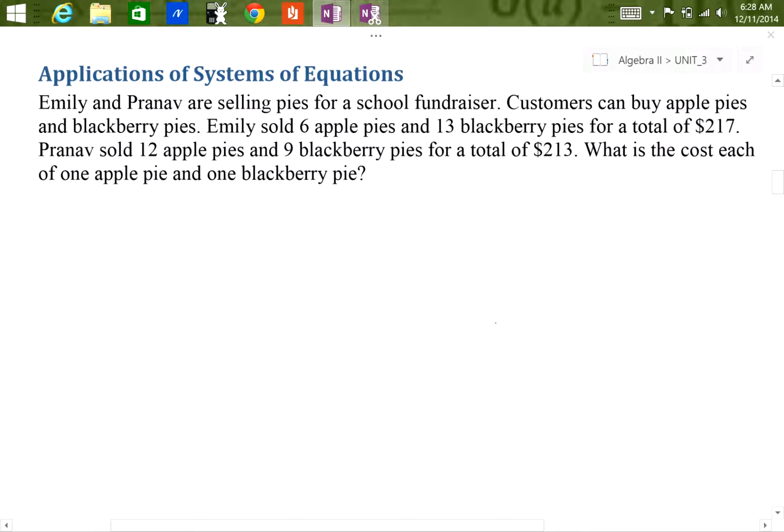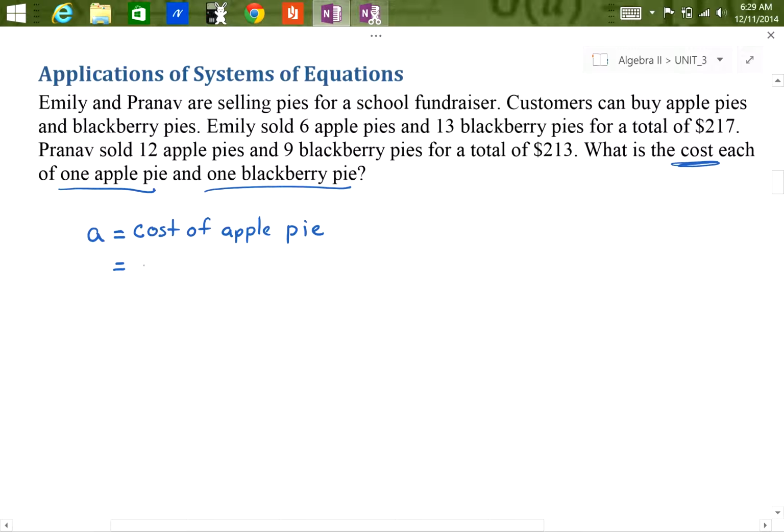So we're given some information about the quantity of pies sold and the total amount made. And the information that it's asking us to find is cost. Cost of 1 apple pie and cost of 1 blackberry pie. First thing you want to do in an application problem is to write down what you're trying to find. So the first thing I'm trying to find is the cost of apple pie. Once you write down what you're trying to find, give it a variable name. Since it's apple pie, I'm going to give it a variable name of A.